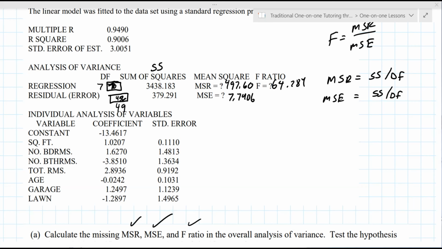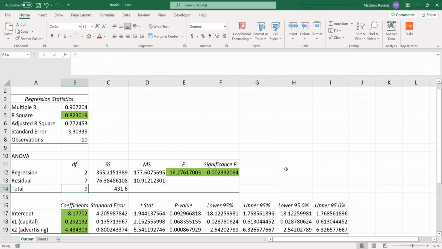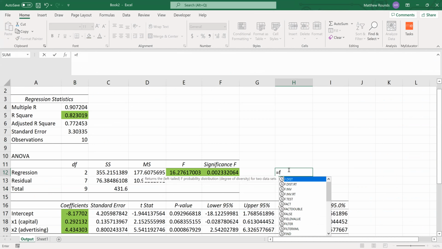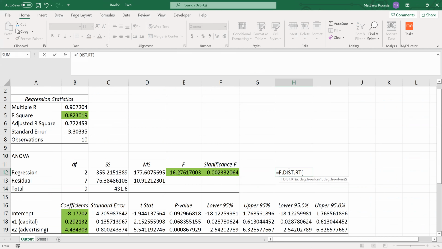So there's a couple of ways to do it. One way is, and I'll just show you here. You do F distribution, and you want the right tail. It's always a right tail test. So your X value is this F value that you calculated. Your degrees of freedom 1 is the regression. Your degrees of freedom 2 is the residual, close parentheses, and you should get 0.02332064, exactly what we got in this problem.